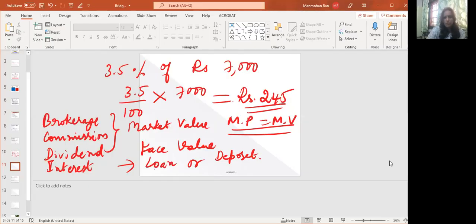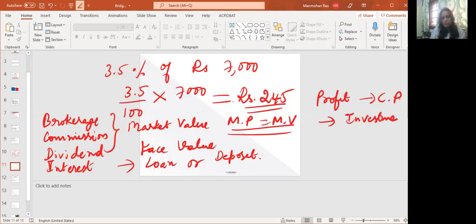And secondly, we'll come across profit. Profit is there everywhere. How much is the profit on your investment? How much is the income on your investment? So profit is always calculated on the cost price. Profit is always calculated on the original amount. How much you have invested? In general, in the first chapter, profit is calculated on investment, which is nothing but the market value. How much you have paid?